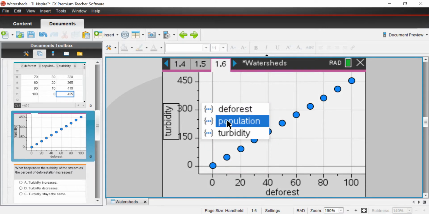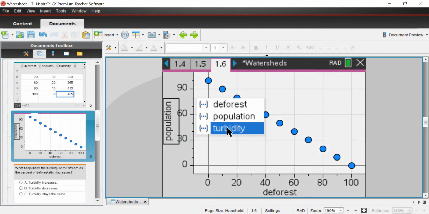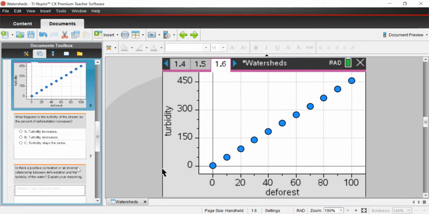We can also look at population. Let's see what happens with population. Oh, that's interesting. And then finally, we can go back to turbidity. Let's leave it here for now and go to the next question.